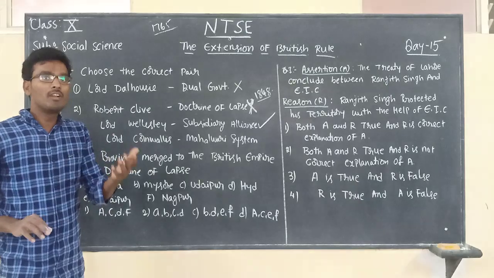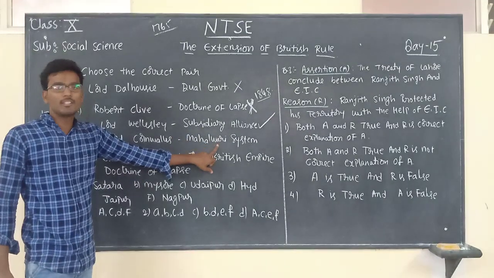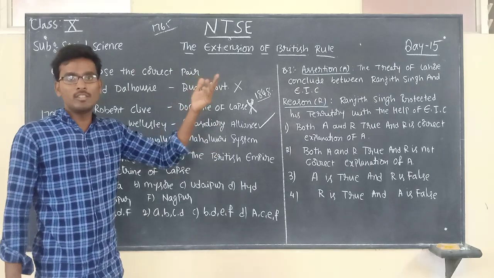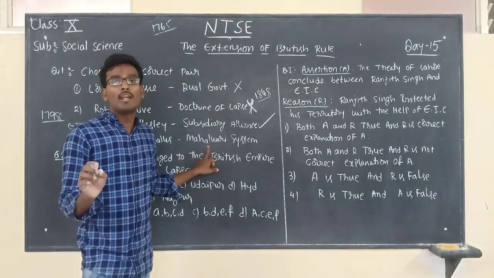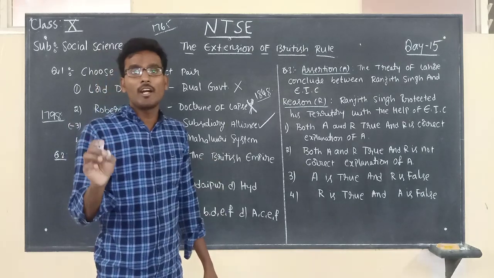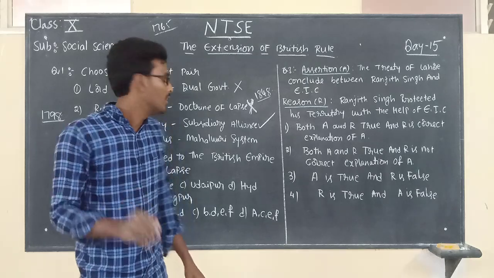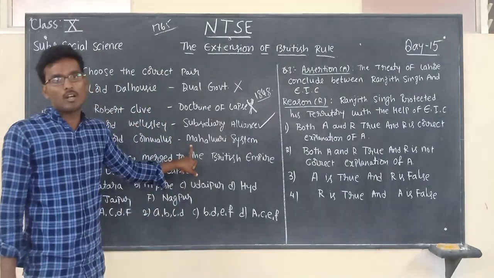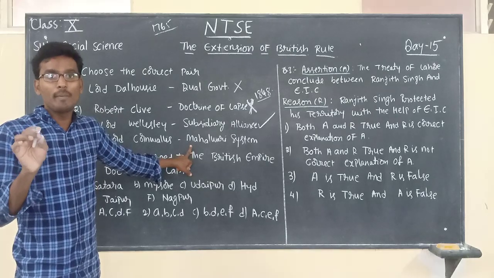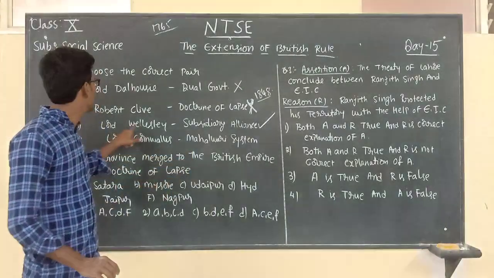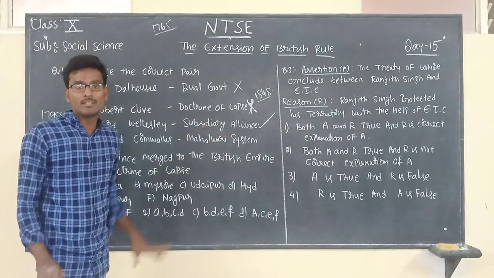Shall we look into the fourth one also? Lord Cornwallis, Mahalwari system. In the coming lessons, you will get to know who implemented the Mahalwari system. Actually, the Mahalwari system was introduced by R.M. Bird in India. So this is also wrong. So children, which is the right answer among the pairs given over here? That is Lord Wellesley. He introduced the subsidiary alliance.